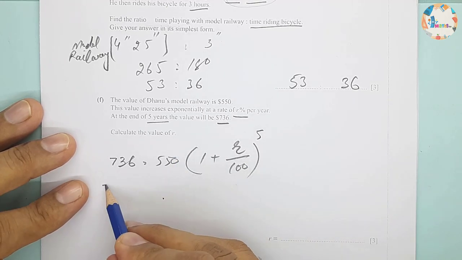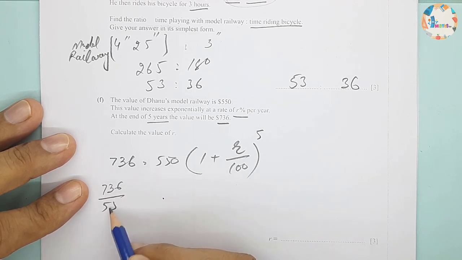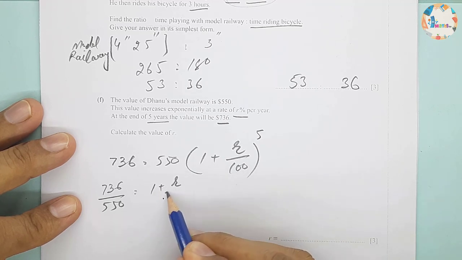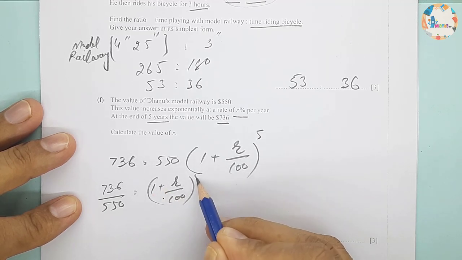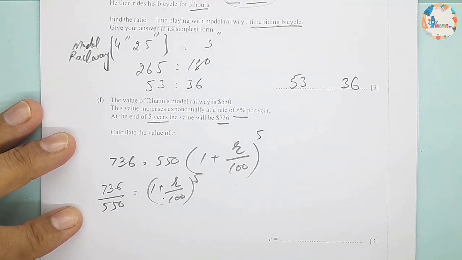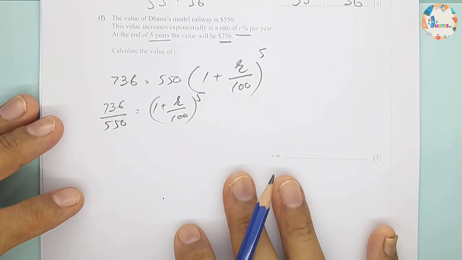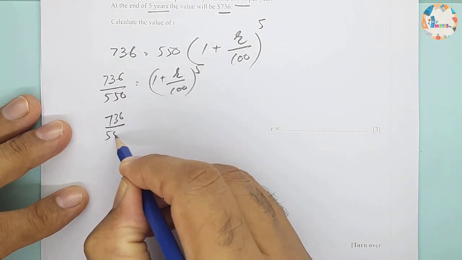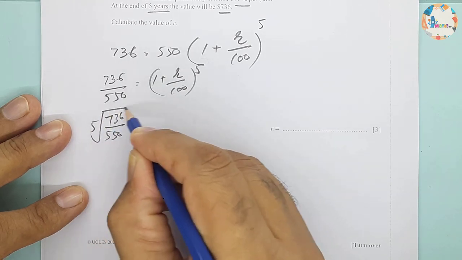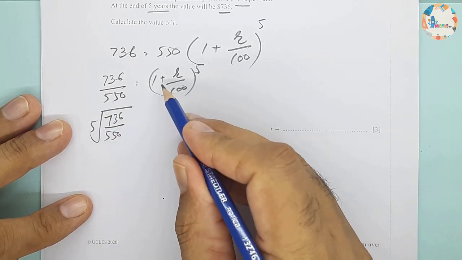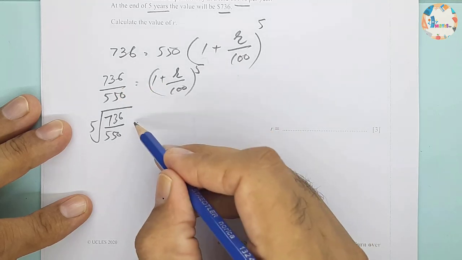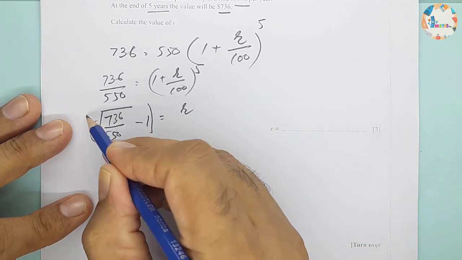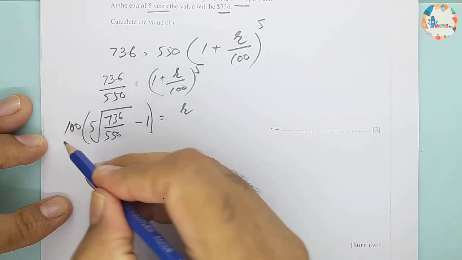So now we can calculate this, 736 divided by 550, which will be equal to 1 plus R over 100, whole raised to power 5. Now we can take the fifth root of 736 over 550, which will be equal to 1 plus R over 100, and 1 we can shift to this side, so minus 1 is equal to R over 100. And 100 we will multiply on this side, and we will get this answer.